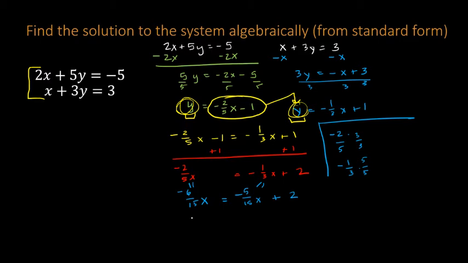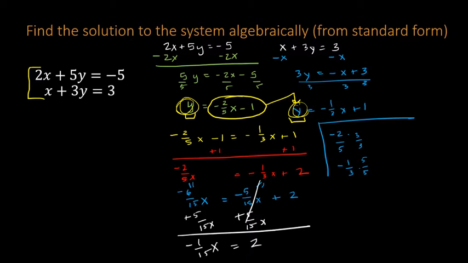Okay, so next step, I've got negative 6 over 15x equals negative 5 over 15x plus 2. I'm going to add 5 over 15x to both sides of my equation. Running out of room here with all these fractions. So on the left-hand side, negative 6 over 15 plus 5 over 15 is negative 1 over 15 x, and that'll be equal to 2.